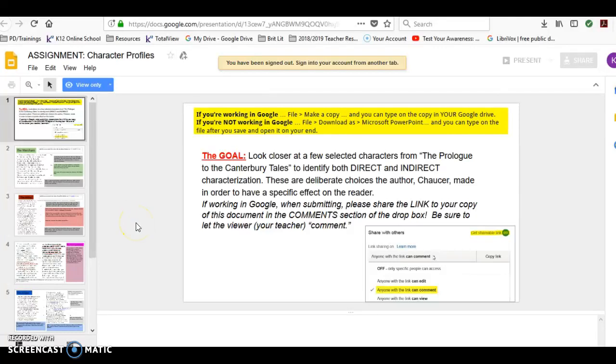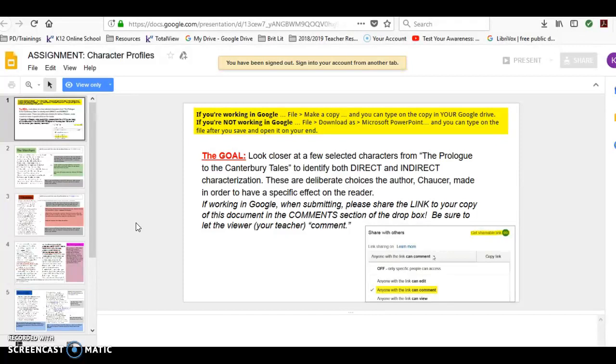Assignment explanation for 9.1 character profiles. The goal of this assignment is to identify both direct and indirect characterization of select characters from Chaucer's prologue of the Canterbury Tales.